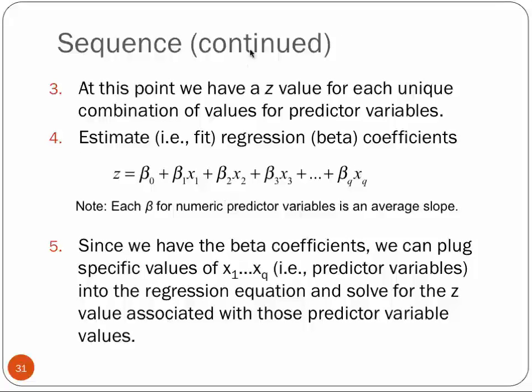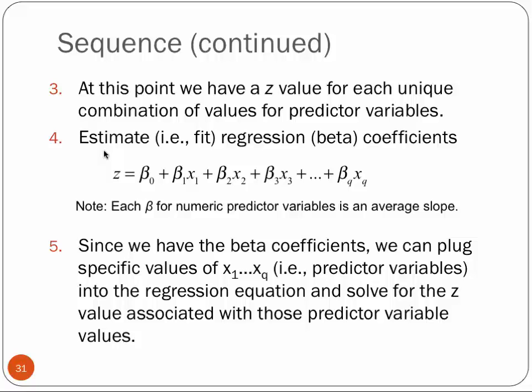At this point, we have a Z value for each unique combination of values for predictor variables. In a sense, it's like having a Y value, an outcome, since the Z represents the sum result of multiplying the betas times the X's and summing them all up across all the variables. In a sense, Z becomes like Y in multiple linear regression. So if we have a Z and we have known X's, and if we can figure out what these beta coefficients are, then we're going to be in a position to find the relationship between X values and the Z value. So we call this fitting.